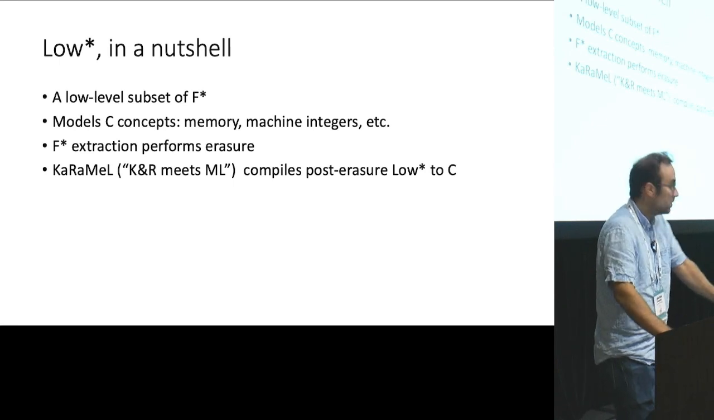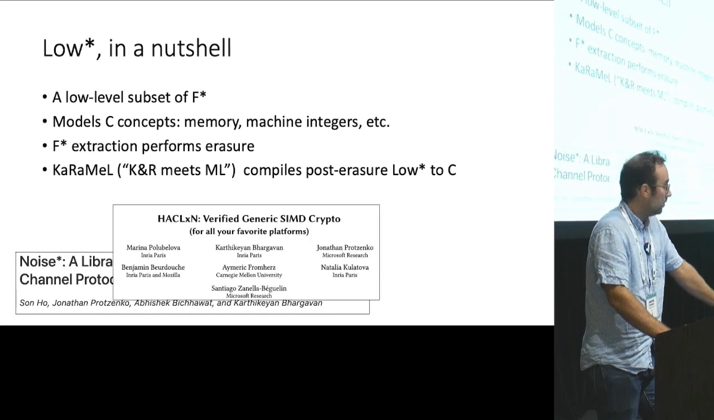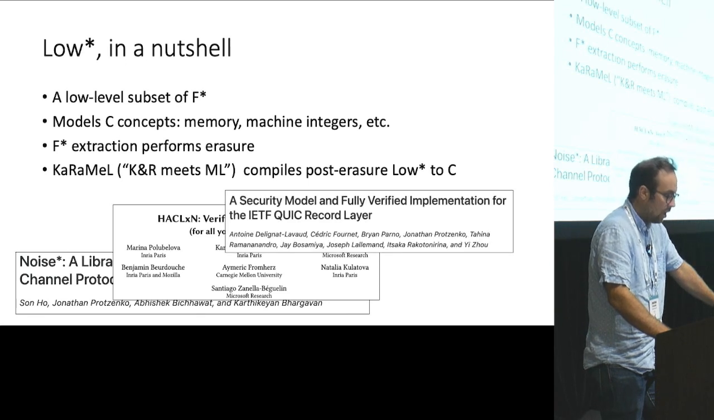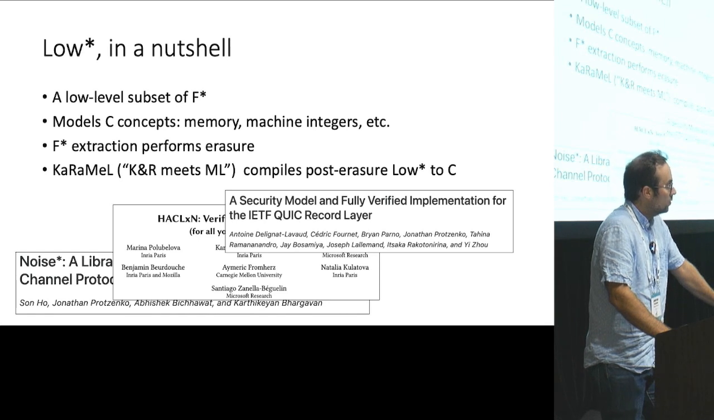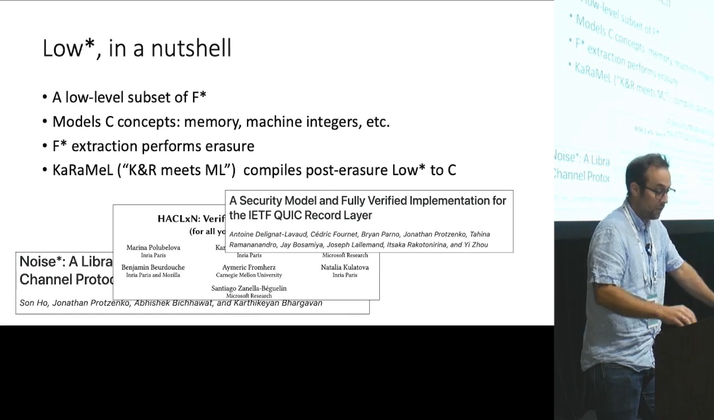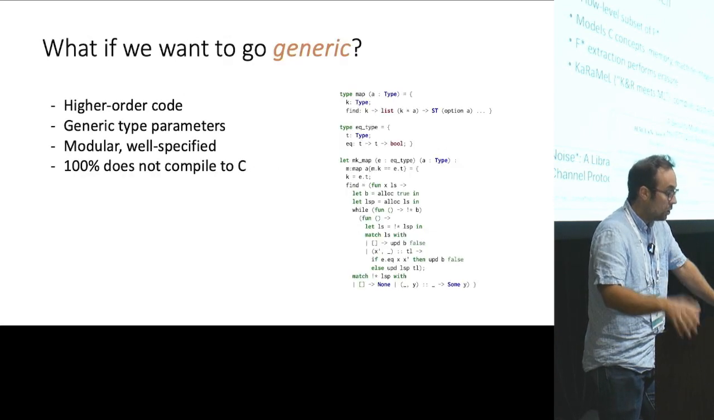And we've used this for a variety of works: for the Noise* protocol compiler, for the HACL* library in its various iterations, for QUIC, and so on. But if you look at the code that I just introduced for a warm-up, that code was very monomorphic, right? It was specialized for pairs of U32s. The keys were U32s, and the values were U32s. And so what if we want to go generic?